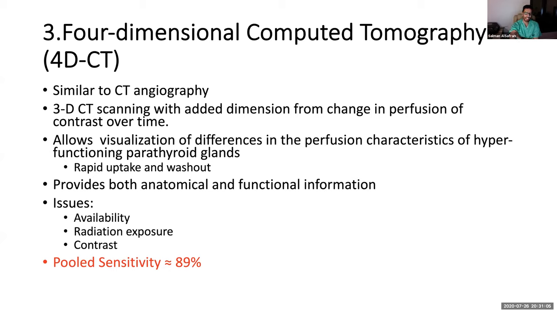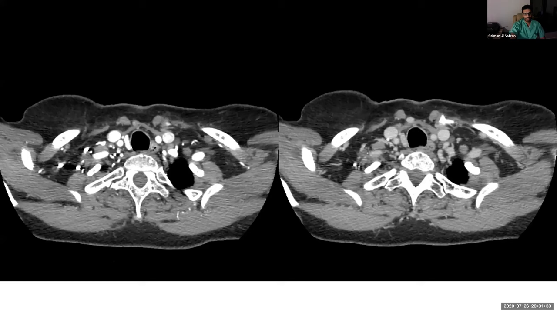Issues of availability: in the past, it used not to be available. However, it's very available now. In the past, they had failed localization, and we were lucky to find the culprit parathyroid adenoma. As you can see, the pooled sensitivity is about 10% higher than the ultrasound and the sestamibi scan, with positive predictive value up to 91 to 93. So just a quick exercise here.